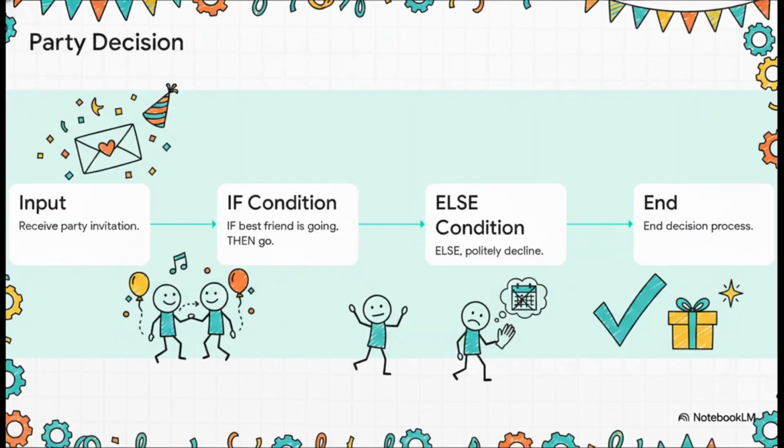Let's look a little closer at a conditional statement, using another everyday algorithm. Let's say you receive an invitation to a weekend party. How do you decide whether to go or just stay home? Well, you check your conditions. If your best friend is going to the party, then you prepare to go and have a great time. Else, meaning if they aren't going, you politely decline and stay on the couch. Then you end your decision process. See? You are running these exact if, then, else conditionals in your head every single day without even realizing it.